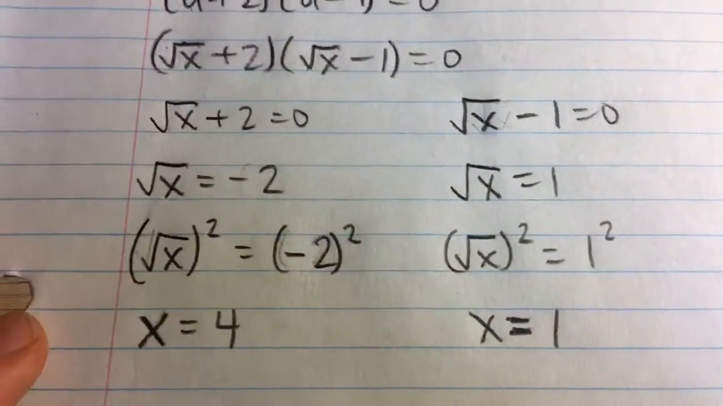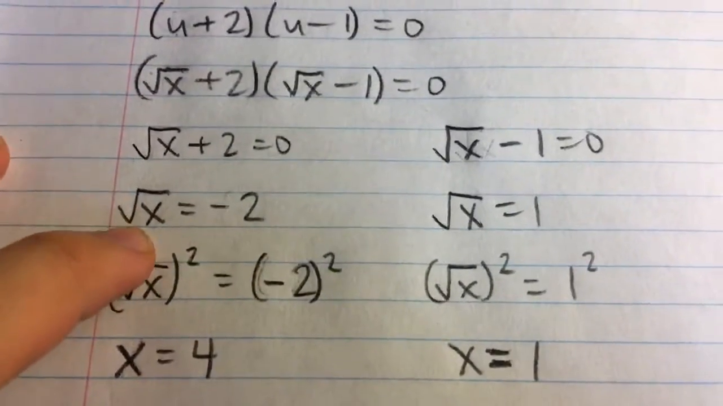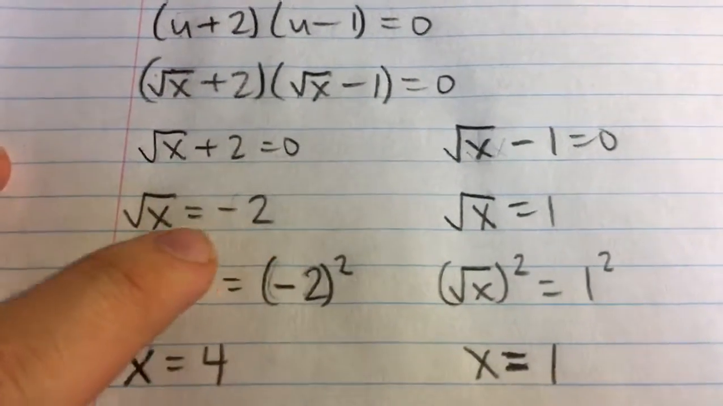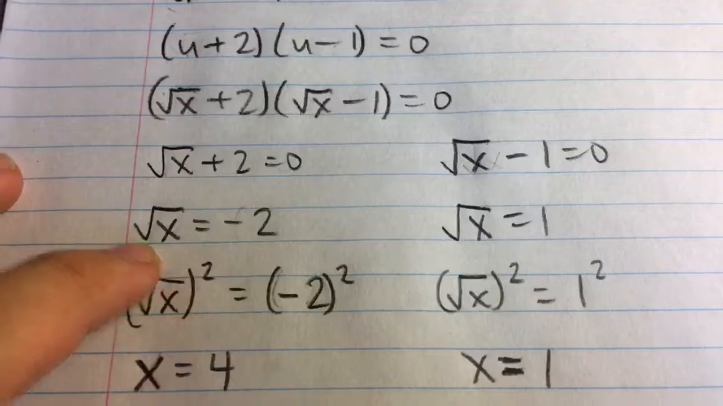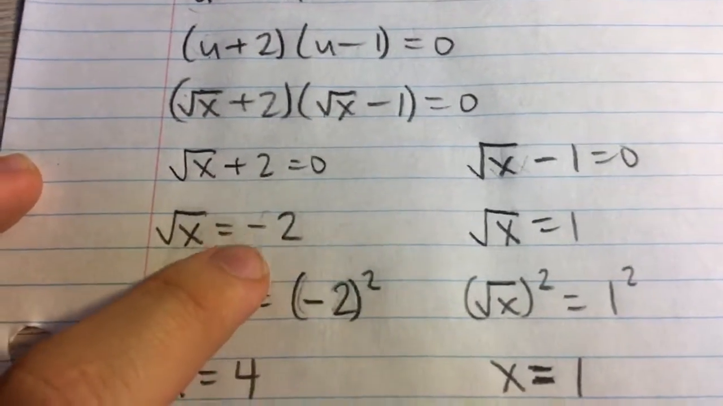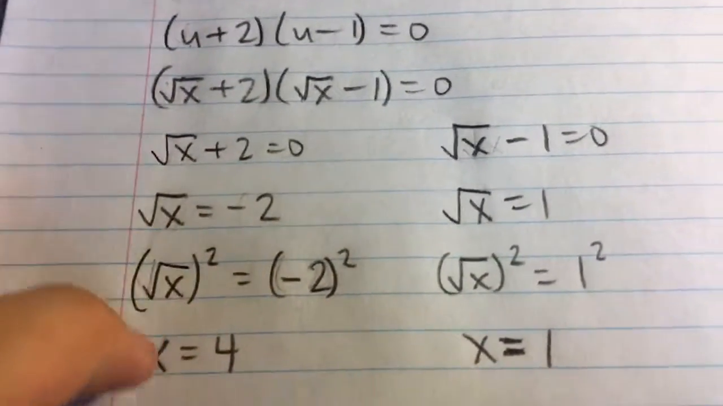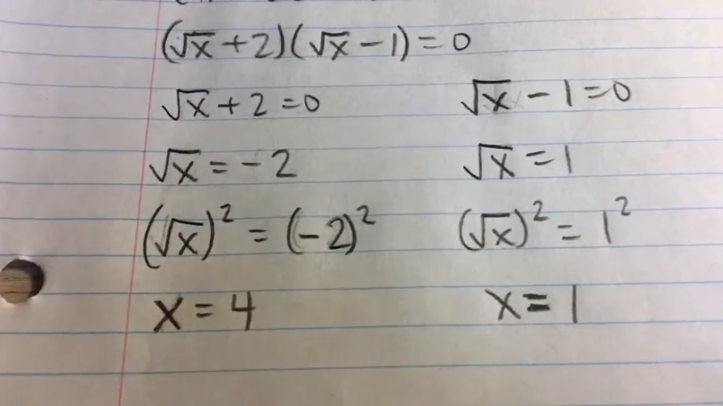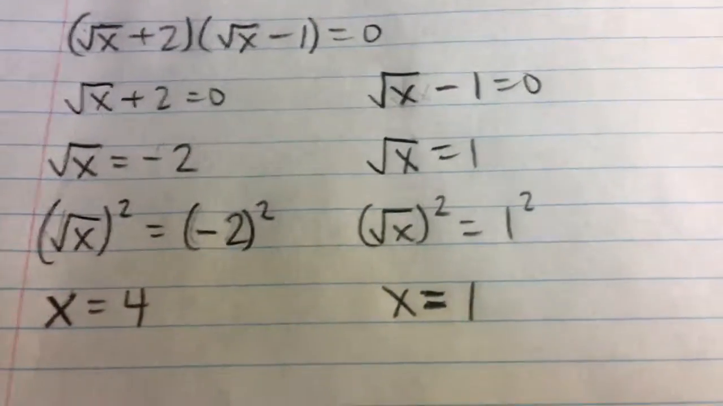Another way to think about it is here we have the square root of x equal to negative 2. And if you take the square root of any real number, you'll never get a negative number. And so that's why this solution just doesn't work. And so the only solution is x equals 1.